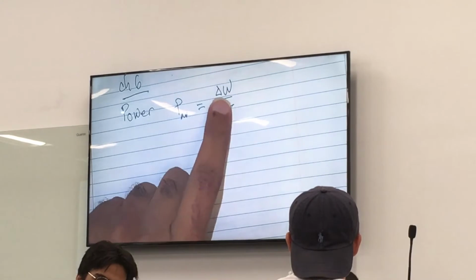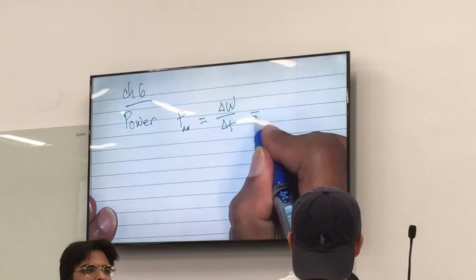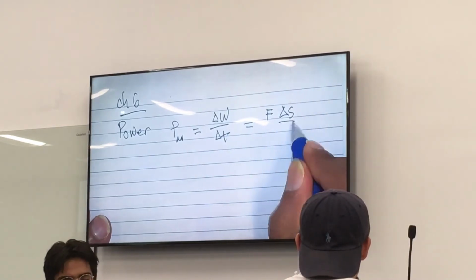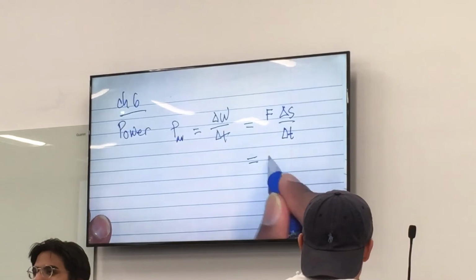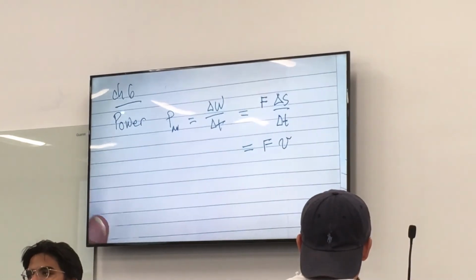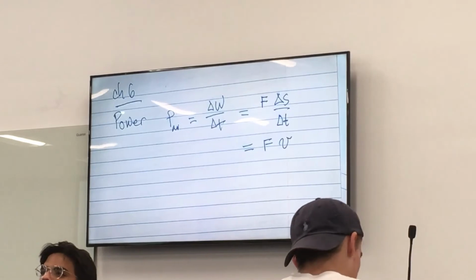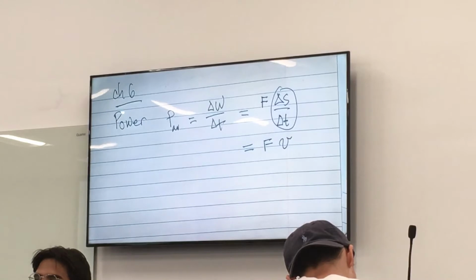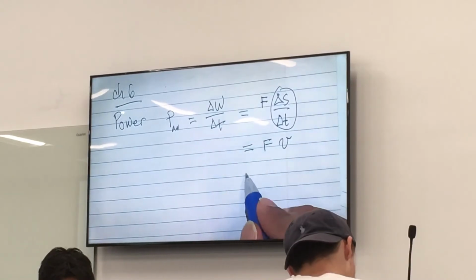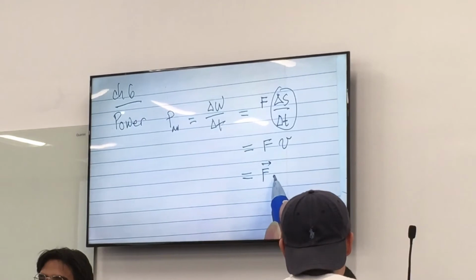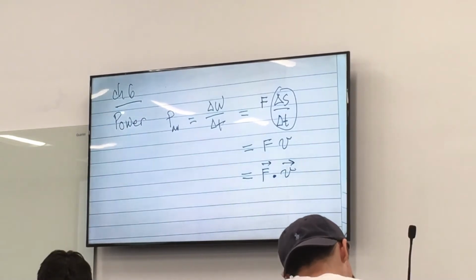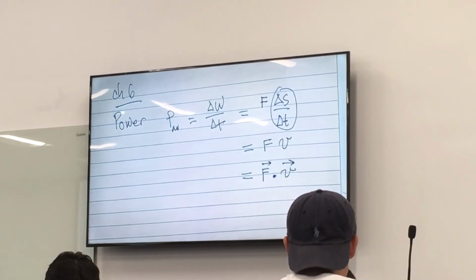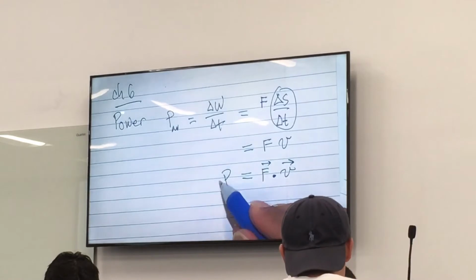The same thing could be written slightly differently. If you write this delta W as force times displacement, delta S, divided by delta T, then you can write this as F V, force times the velocity. Sometimes you'll be given the velocity and the force, you can still calculate the power, because this delta S over delta T is velocity. And actually these are vector quantities, so the actual answer is going to be F dot V, okay? So if you're given the force and the velocity, you should just calculate the power.